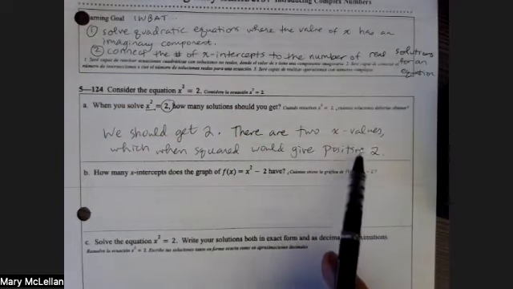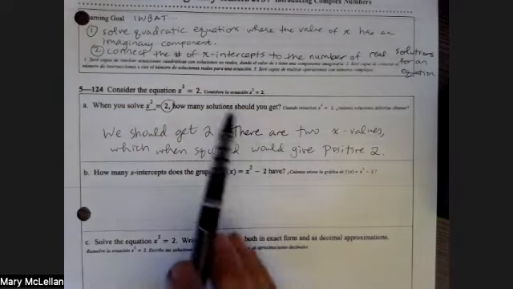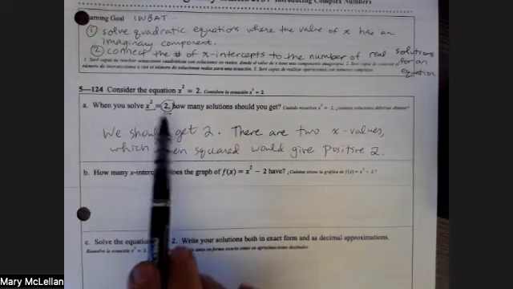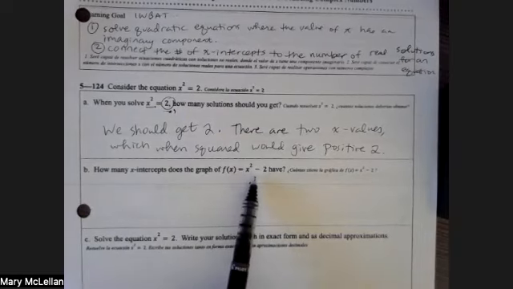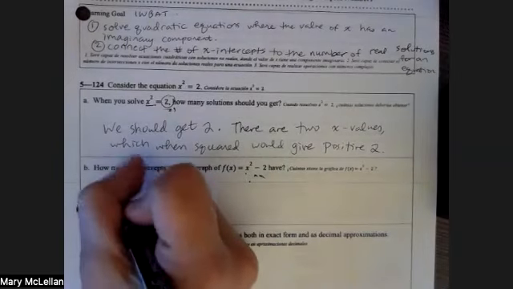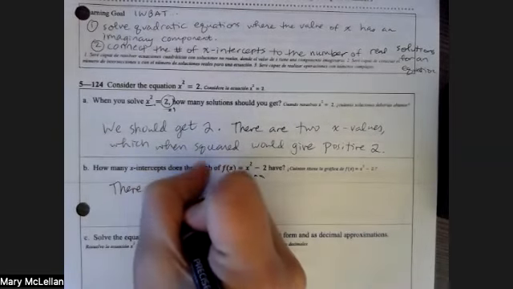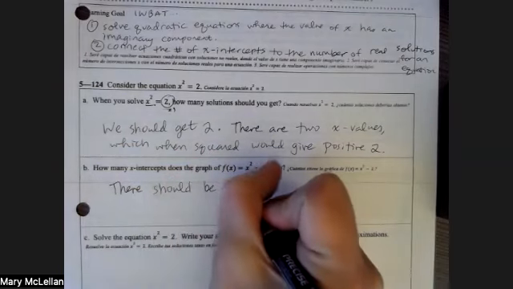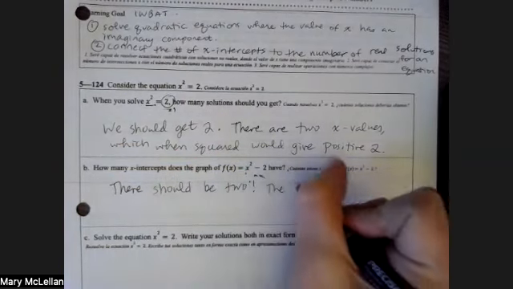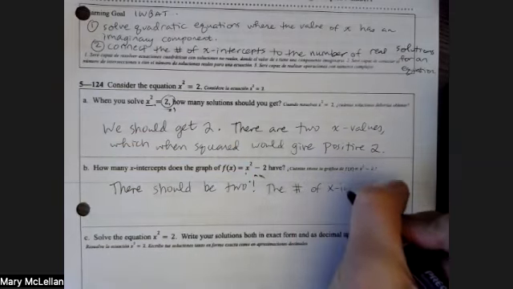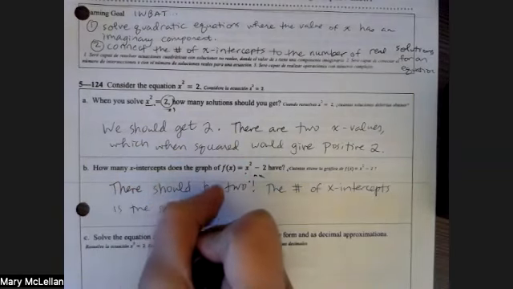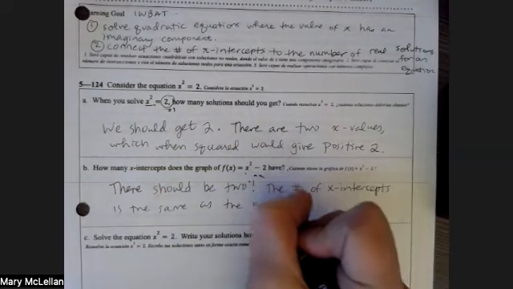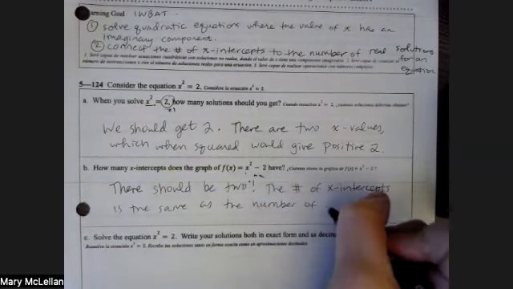And we know that there is a connection between the number of real solutions for a quadratic equation and the number of x-intercepts its related graph should have. There should be 2. The number of x-intercepts is the same as the number of real solutions.